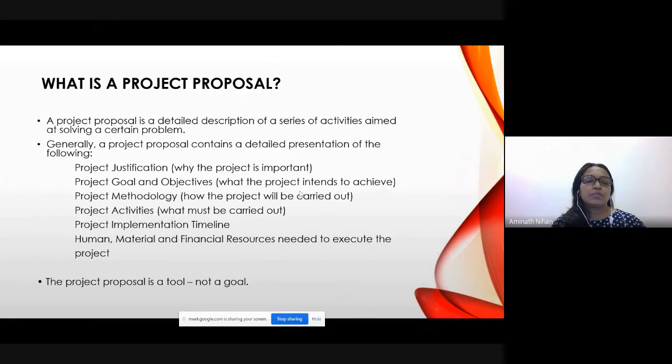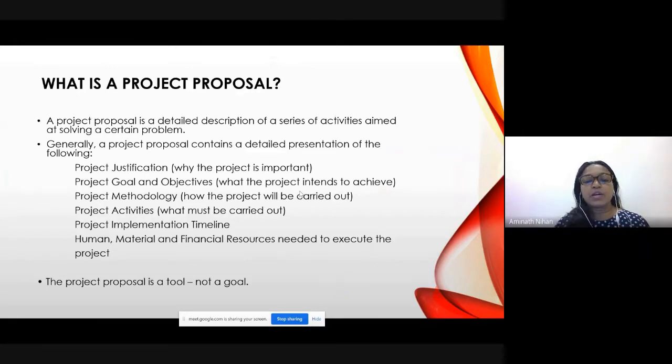So the parts of the proposal, these important parts should be there, right? First, why is the project important? You have to justify it. So first part is the justification. Then your goals and objectives. What are you trying to achieve through this project? What is the methodology? Methodology means what are the ways in which the project will be implemented or carried out. Then the various activities. What are the things that you have to specifically do, right? So activities means breaking down everything, writing down clearly what are the things that will be done, right? Then the timeline is very important. By the end of which month or which year, what are you trying to achieve?